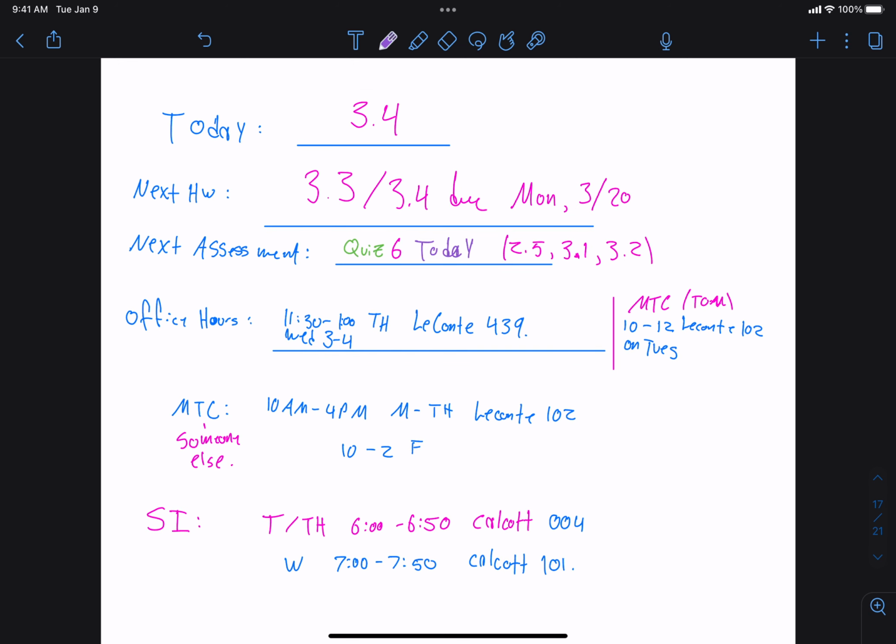So regarding your homework, you have a homework assignment due on Monday. Today we're going to talk over the last two rules, so you should know everything that you need to know to do that homework assignment. There's also a quiz today, which is over sections 2.5, 3.1, and 3.2. So that does not include chain rule. My office hours are unchanged. Math Tutoring Center, unchanged. SI, unchanged? Unchanged. Okay, great. So any administrative questions before we start in on content for today?